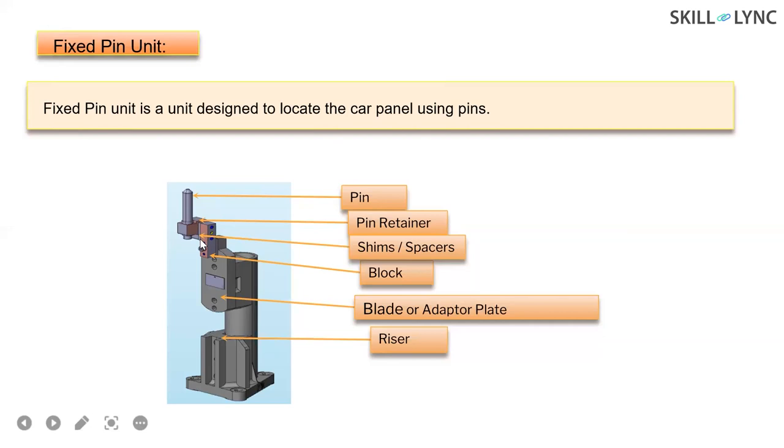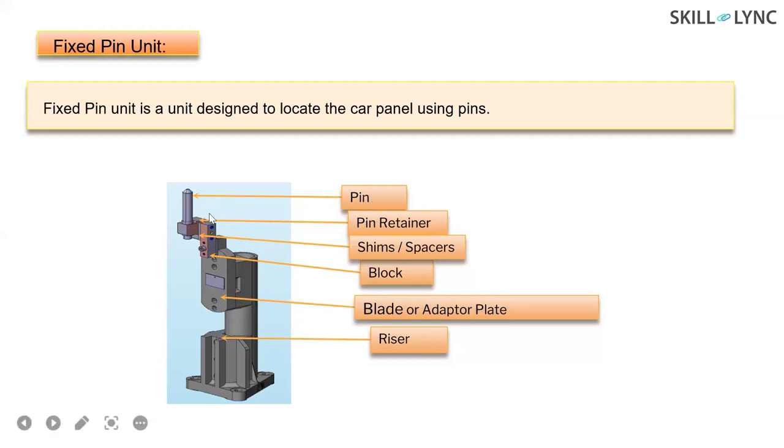A pin unit is where you can locate the particular component in place, so I can arrest the translational movements. If I have a circular hole, I can arrest 4 degrees of freedom. What are the different components available? One is the fixed pin unit, another one is the retractable pin unit. A fixed pin is placed at a fixed location, and we can't retract the particular pin. Clear?